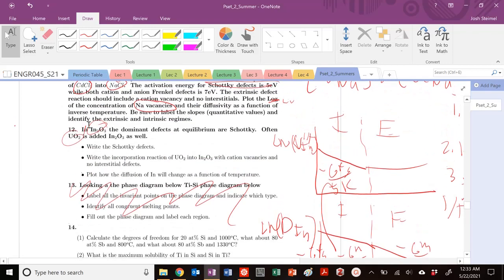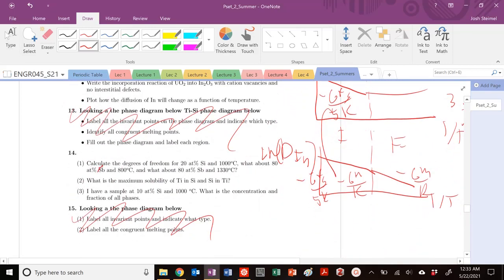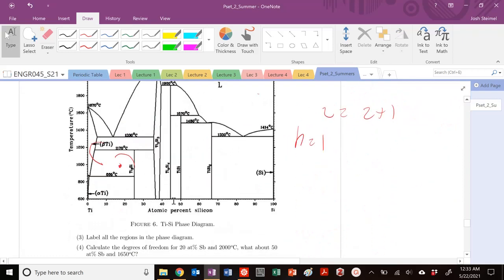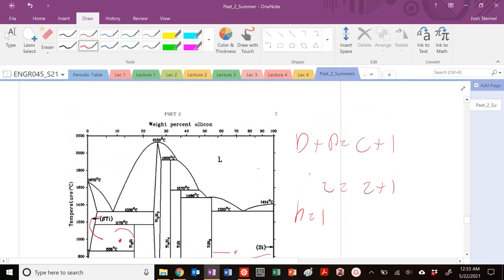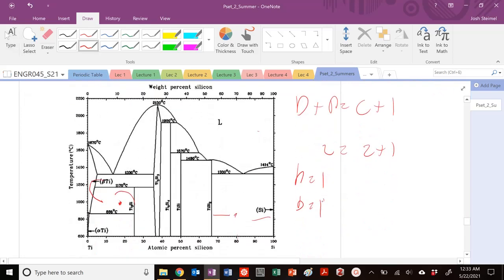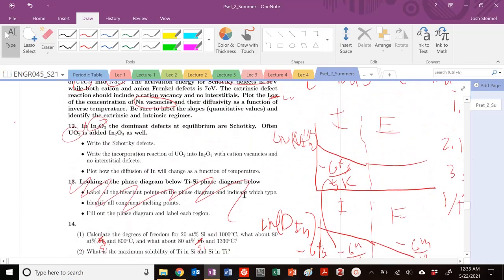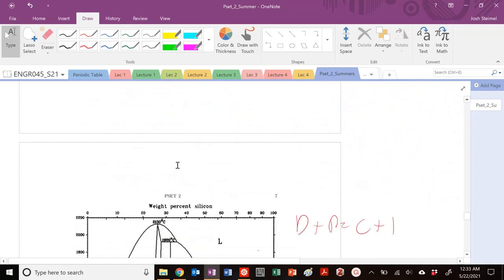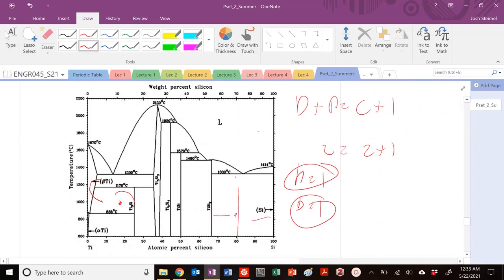This should not be Sb, this should be silicon. Actually, there are a couple of typos here. 80 Si and 800 C. So right here. Again, same thing. My number of phases here is 2, so my degrees of freedom is equal to 1, because my components are also 2. So here, degrees of freedom is also 1. What about at 80, but now at 330? So basically 80 and then right here.